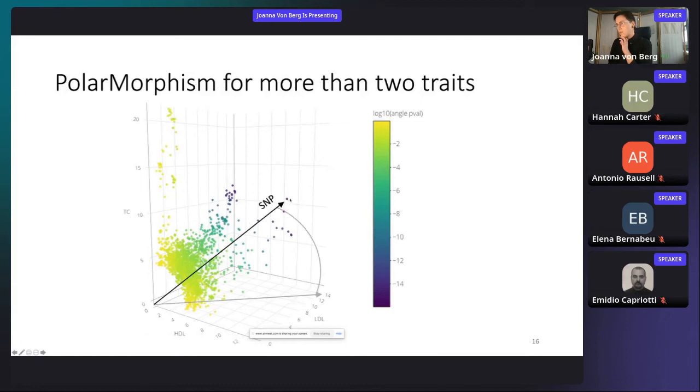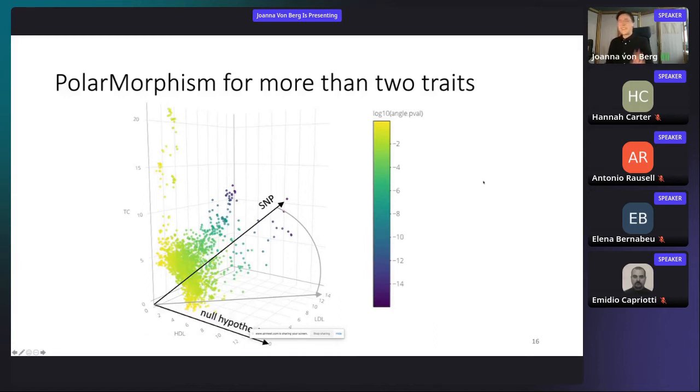So if we consider this SNP, for instance, we can draw a vector from the origin to it, which tells us the distance already. And this gray arc and line I've only drawn just to make it clear that this SNP is not along one of the axes, but it's here.